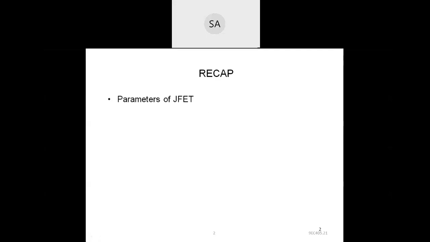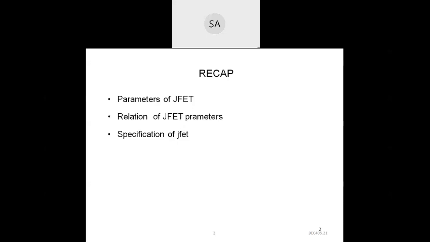So let us discuss whatever we discussed in the last lectures. We are discussing the parameters of JFET, relations of JFET and specifications of JFET. So what are the parameters of JFET? AC drain resistance, transconductance, amplification factor. AC drain resistance is the ratio of change in the drain to source voltage to change in drain current by keeping gate to source voltage constant, and units are in ohms.